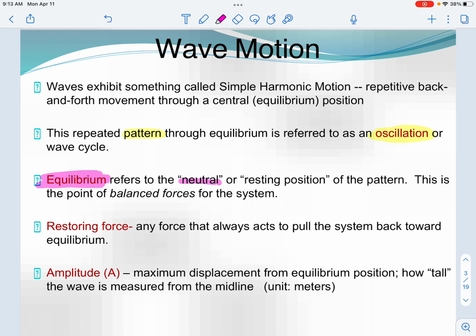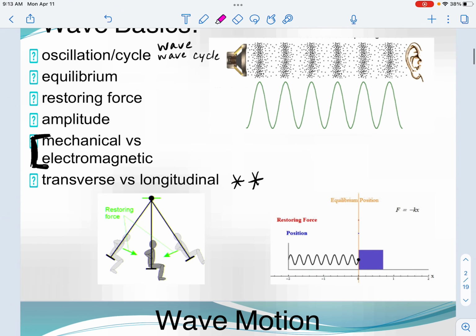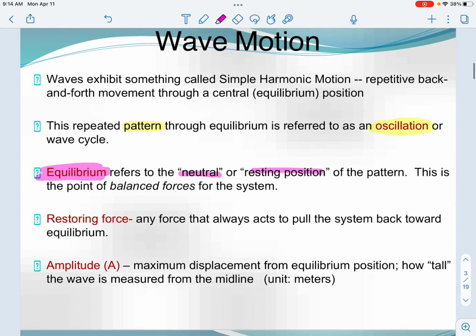Here it's defined as the neutral or resting position. This is a location where we have a net force of 0. If we look at these illustrations that I have here, imagine somebody on a swing. If we allow them to rest, there is our equilibrium or resting position. If these particles here are oscillating up, down, up, down, up, down, then our neutral or equilibrium position would be somewhere right along here, because that's going to be their neutral or resting point. That's what we mean by equilibrium.